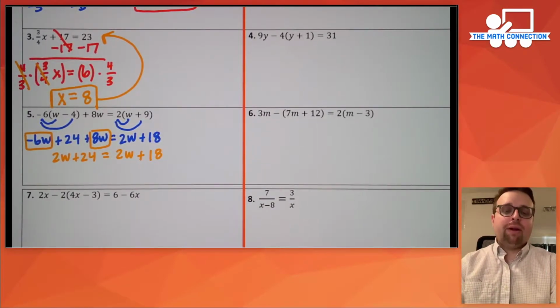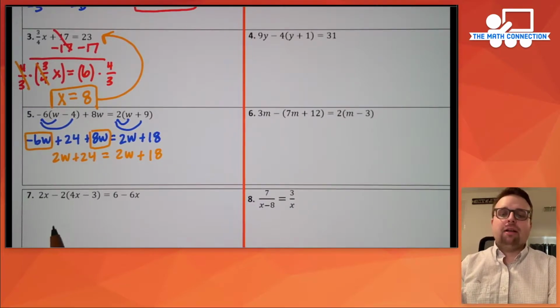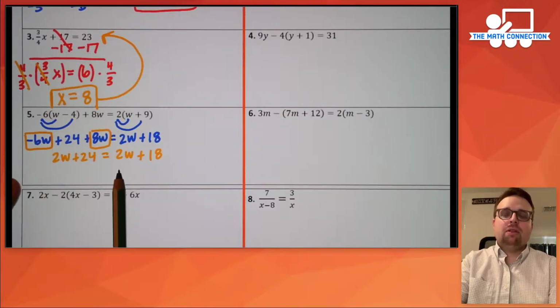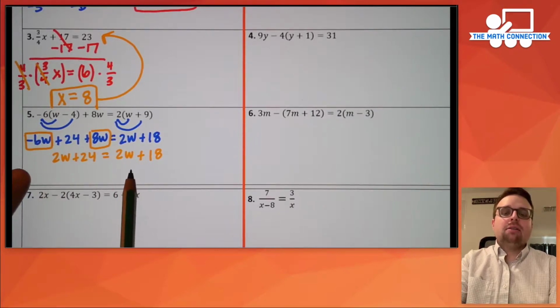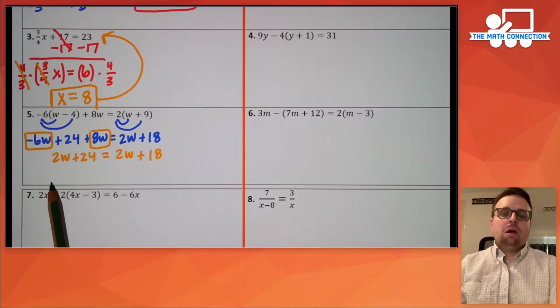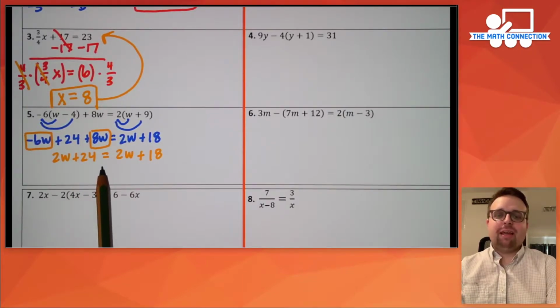Now, I already see a problem with this because, think about it, these two things are the same. The 2w, those are the same thing, okay? So if the quantity that is 2w is the same on both sides, then 2w plus 24 can't be the same as 2w plus 18.